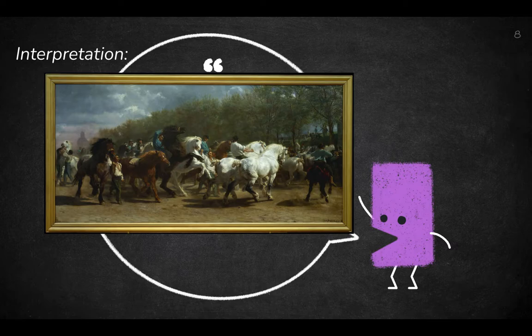Interpretation. So the interpretation phase, this is where you get to interpret. You get to say what you think the piece means. You get to analyze the meaning behind it, interpret what you think it is about. I would say that this painting is very angsty. It shows a lot of movement, and it shows how chaotic this scene is.